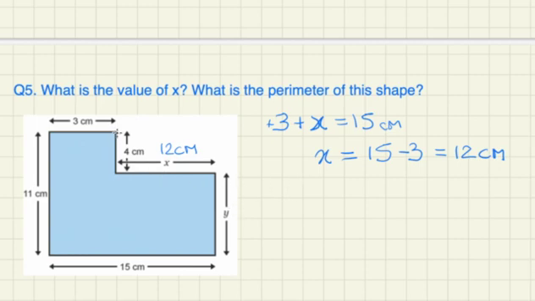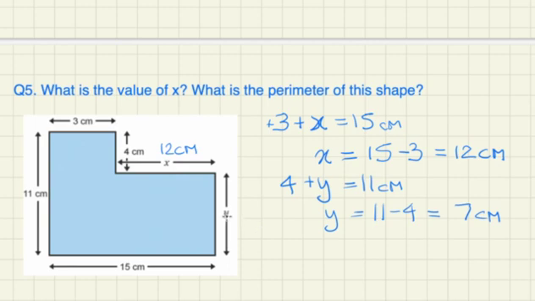So y, you can see that 4 plus y equals 11. So 4 plus y equals 11 centimeters. Y equals 11, and then we take the 4 over to the other side, becomes minus 4. And 11 take away 4 is 7.